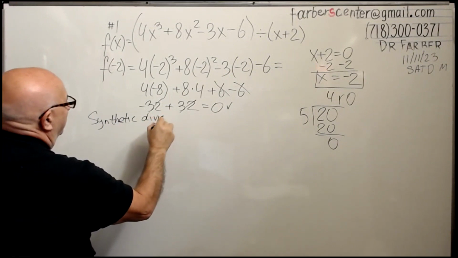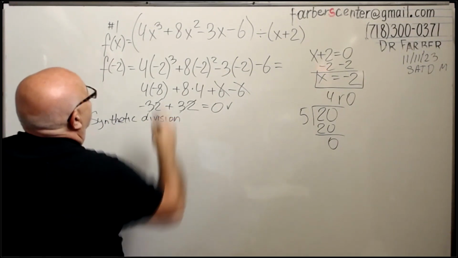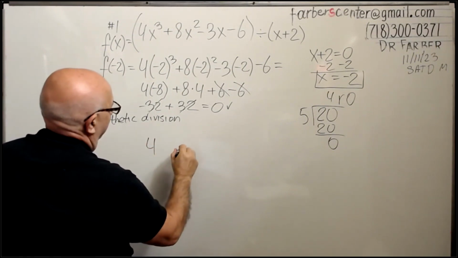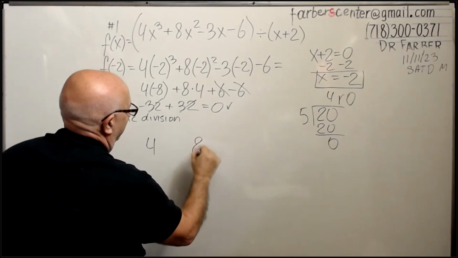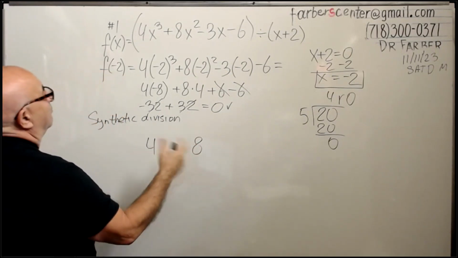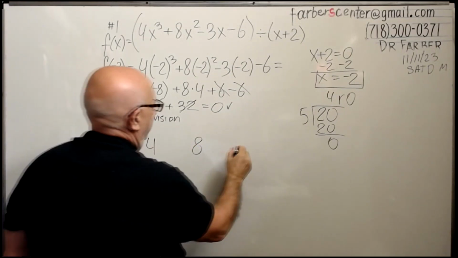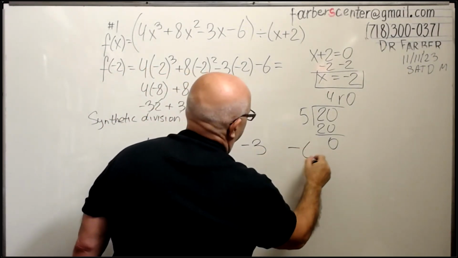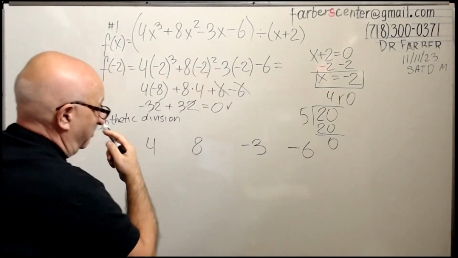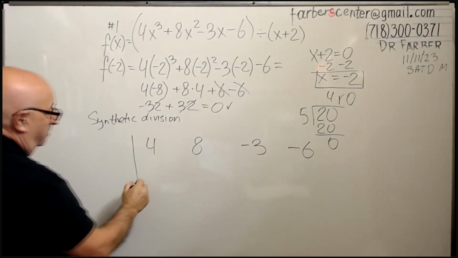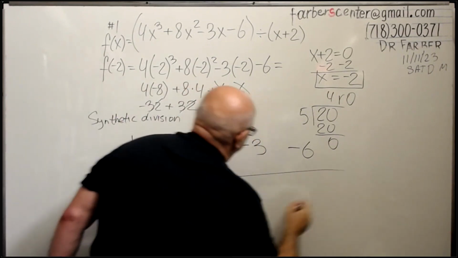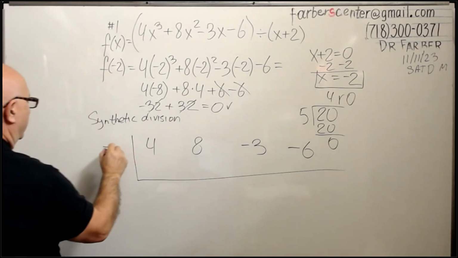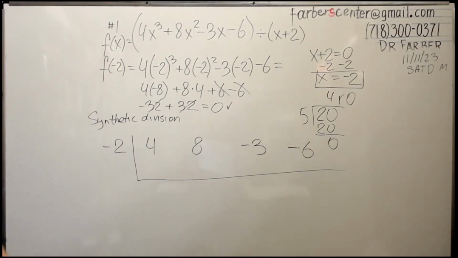Division. Write these coefficients. 4, 8, make a little room. When you have experience, you're not supposed to write it down. It's only for practicing. Negative 3 and negative 6. Make this angle. And the divisor is supposed to be negative 2. So far so good.